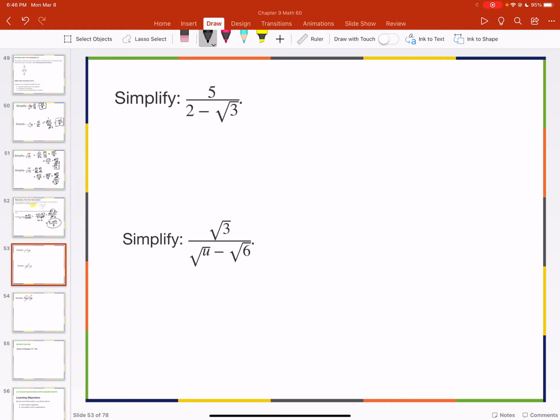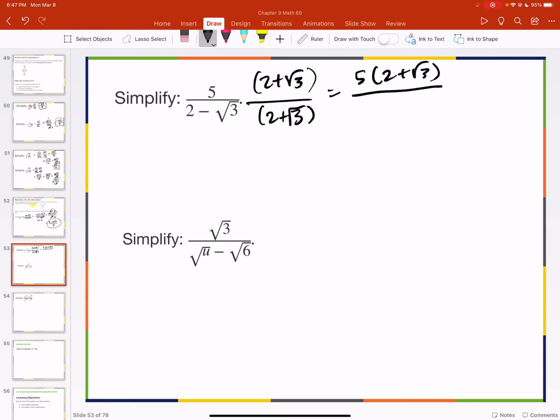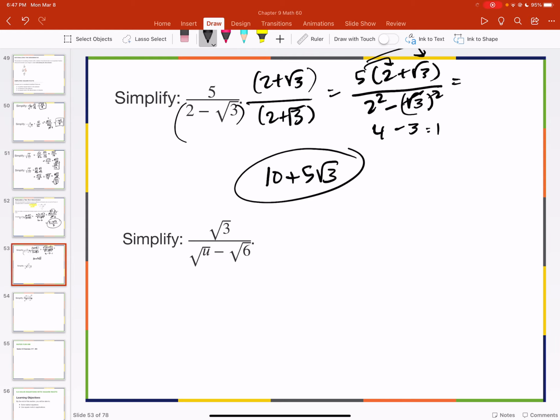Conjugate of 2 minus root 3 would be 2 plus root 3. And then on the top, we get 5 times the quantity 2 plus root 3. And then on the bottom, we would do difference of squares. So 2 squared minus root 3 squared. So that's just 4 minus 3, which is 1. Because this cancels, and then that's equal to 1. So since the denominator is going to end up being 1, you would just write 10 plus 5 root 3. You would distribute that 5 there.